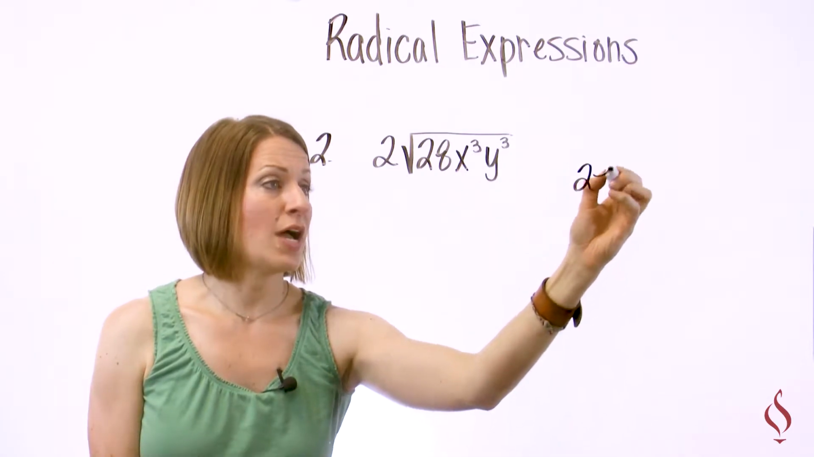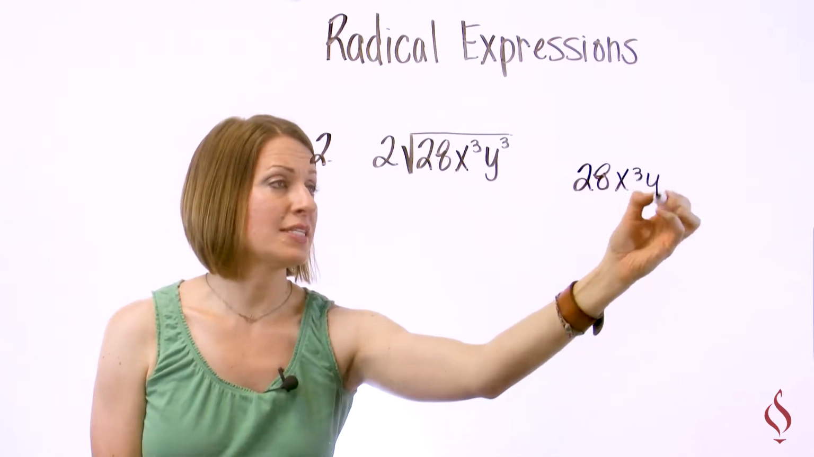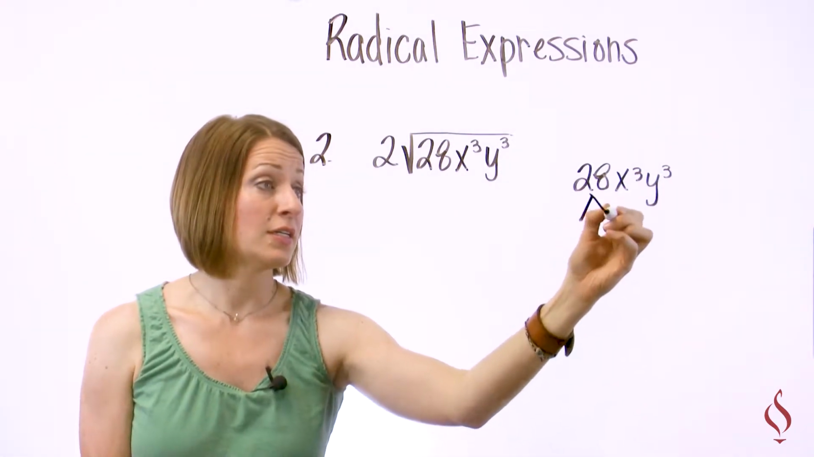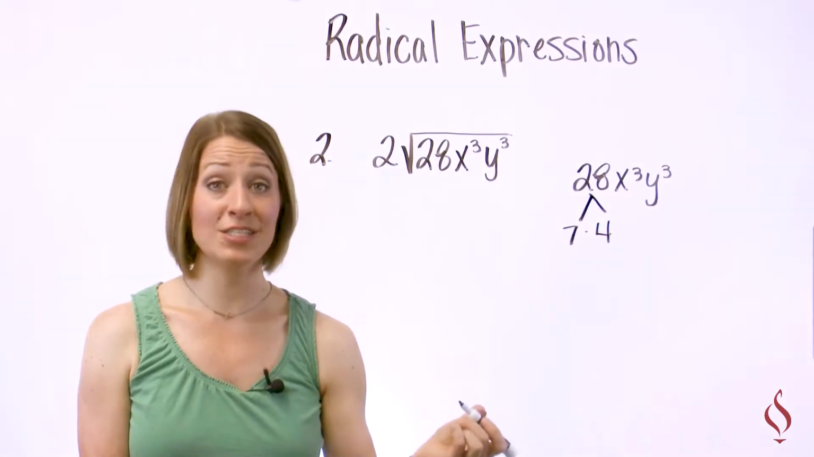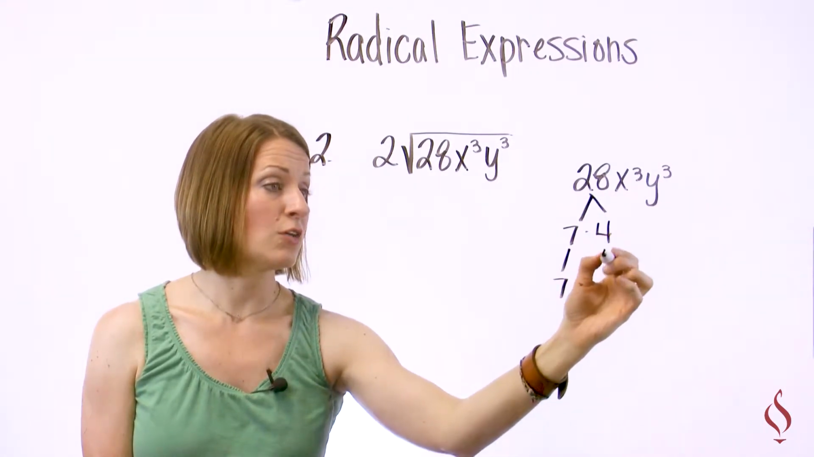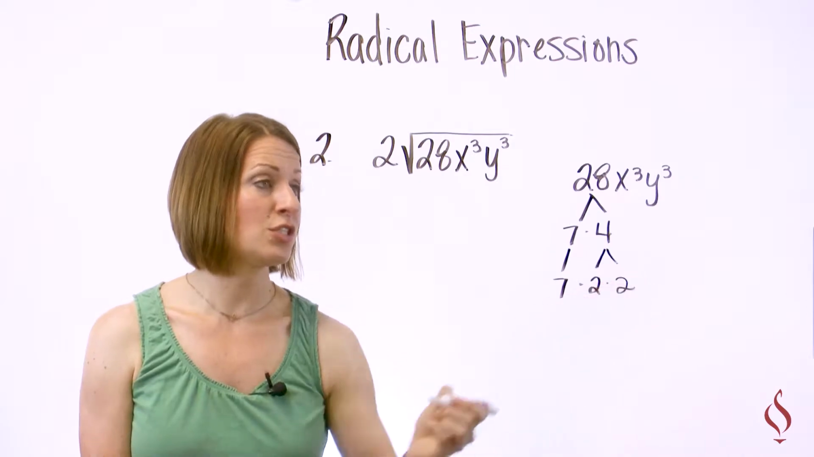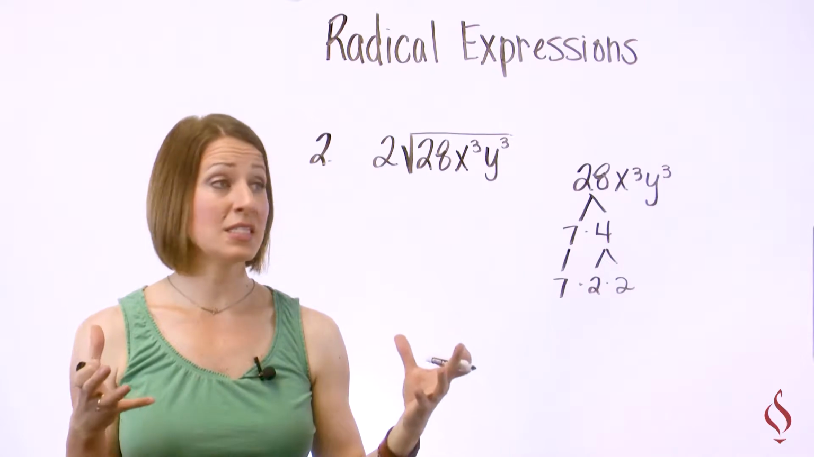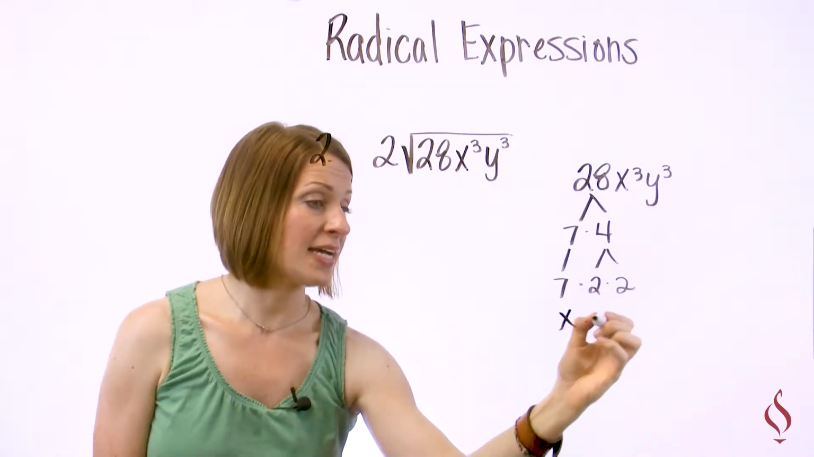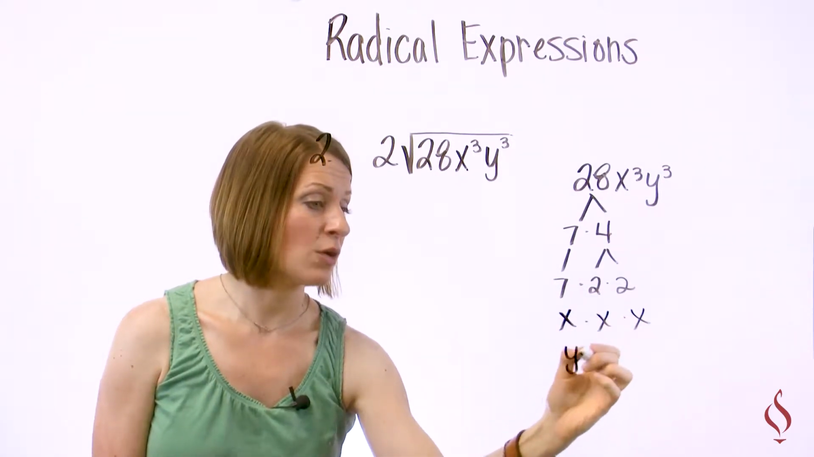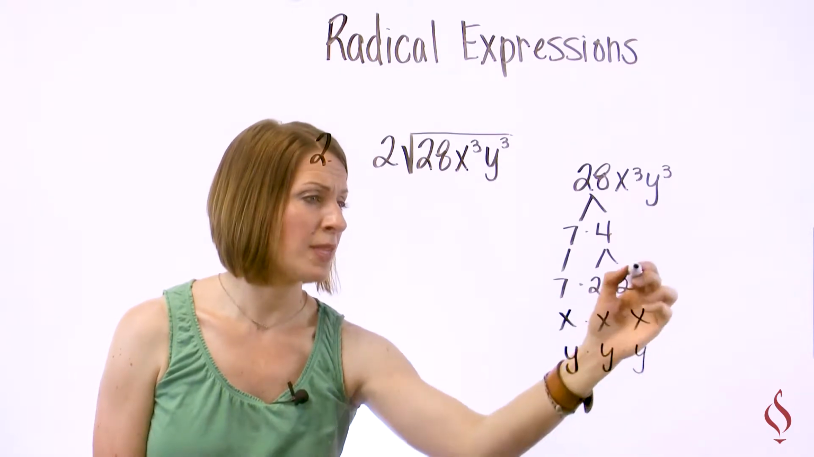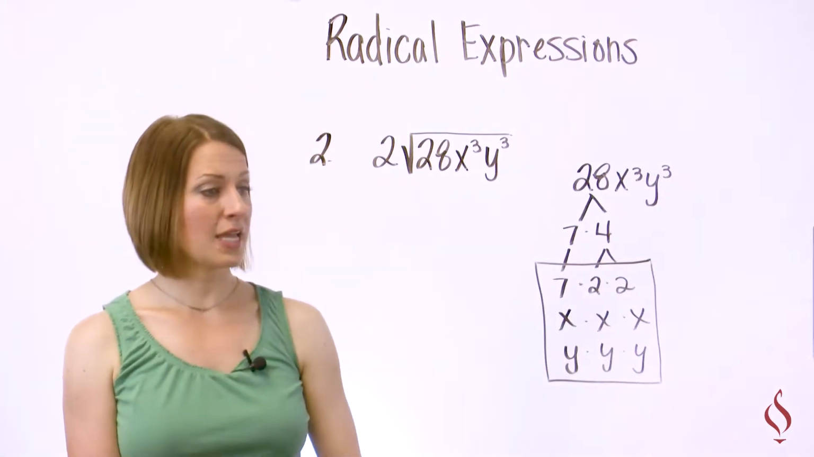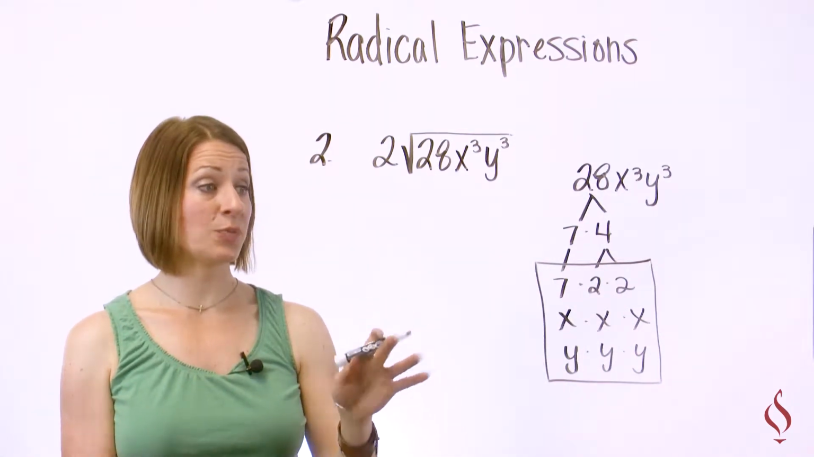First thing, I want you to rewrite this expression and find the prime factorization. So 7 times 4 is 28. 4 is 2 times 2. And I suggest that you expand these exponents. So we have x times x times x, y times y times y. That's the prime factorization for this expression.